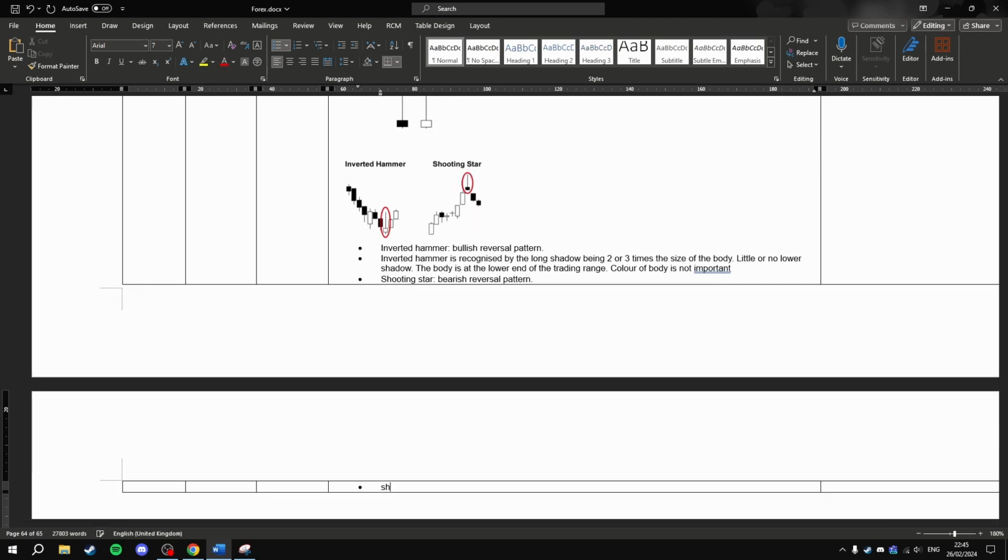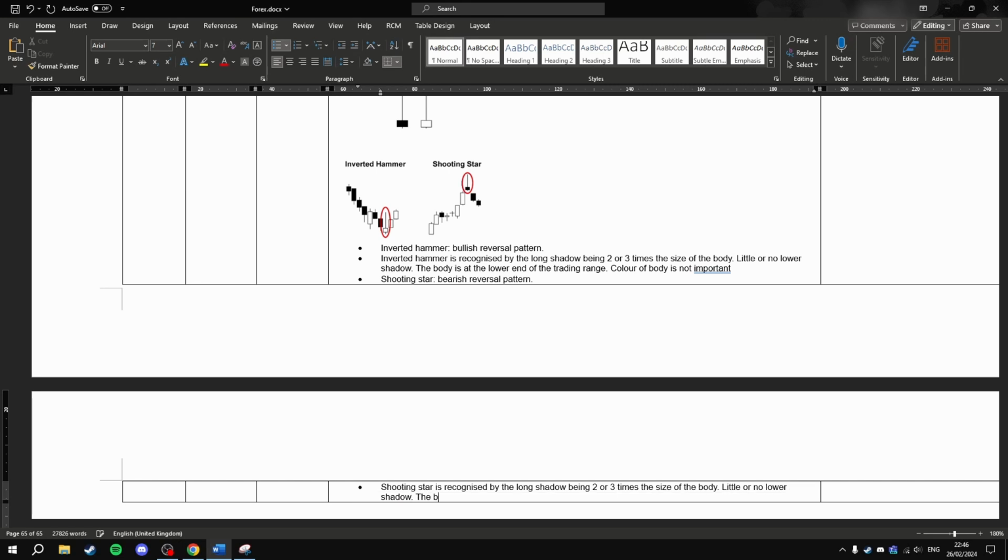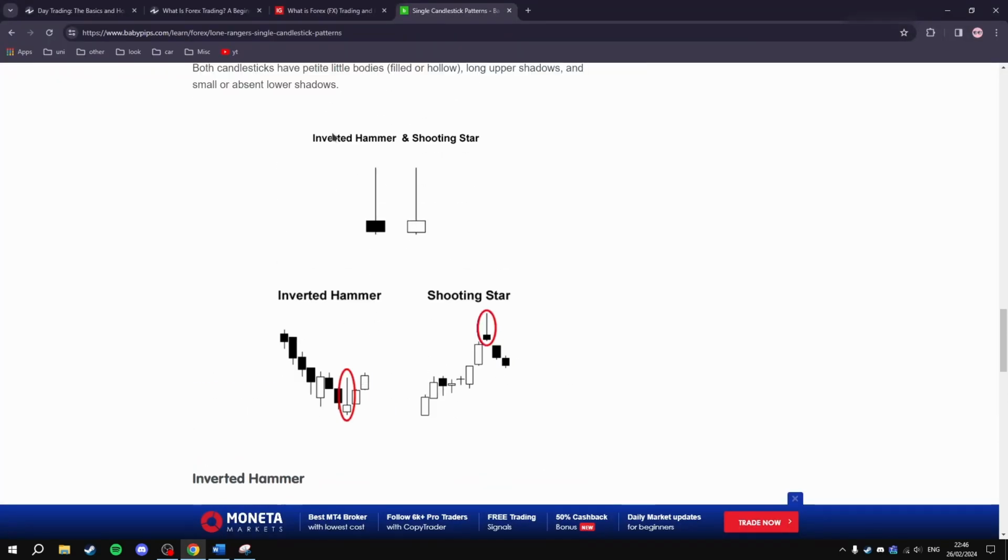Same with the shooting star. A shooting star is recognized by the long shadow being 2 or 3 times the size of the body, little or no lower shadow, the body is at the lower end of the trading range, and the color of the body is not important.